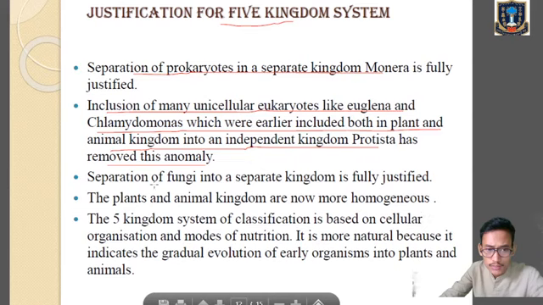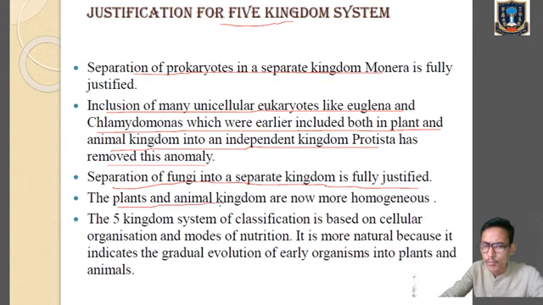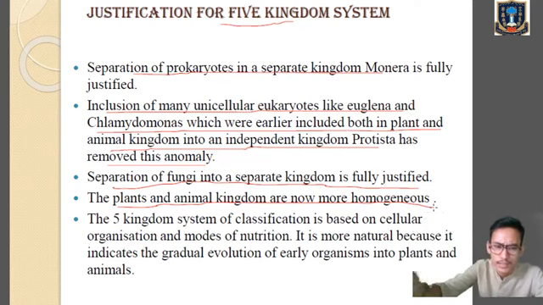Separation of fungi into separate kingdom is fully justified. Number 3 you can see over here. So separation of fungi also into separate kingdom is fully justified. The plant and animal kingdom have become more homogeneous because most of the animals have been removed and put in the separate kingdom.